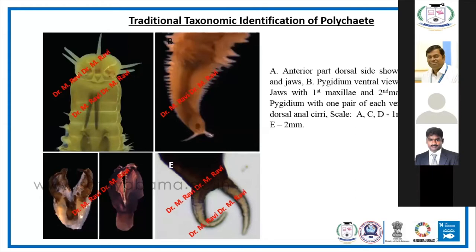This is the external characters of the polychaetes. We have studied the head region of the polychaete and other aspects like the anterior part, the ventral view and the mouth part of the polychaete. These key points will give the basic information for genus level identification. We have found these characters may come under the Marphysa family.